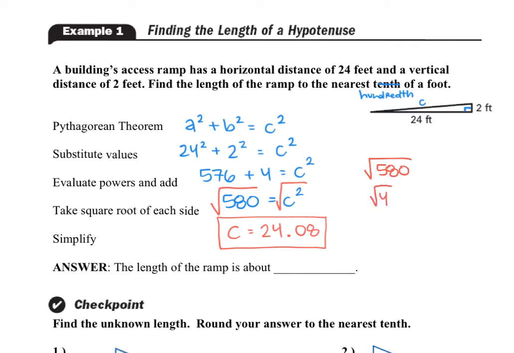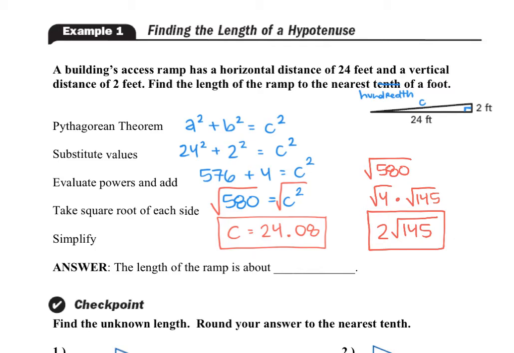So I've got the square root of 4 times the square root of 145. And so the square root of 4 is 2. The square root of 145 is not a perfect square. So in simplest form, my answer would be 2 times the square root of 145. And so for all of our answers, we want to give it rounded to the nearest hundredth and in simplest form.